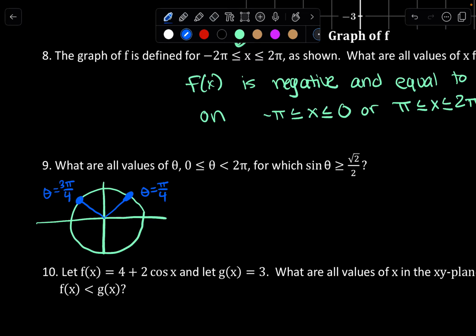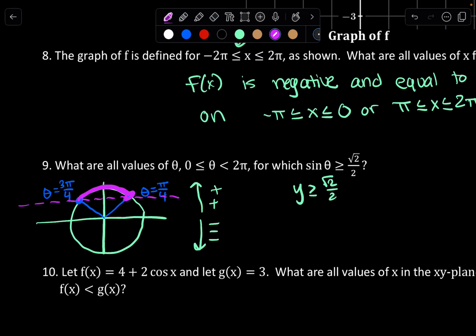So this is basically asking when will y be greater than or equal to root 2 over 2? Well, if we think about y, it is going to be the vertical relationship here. It's going to be positive as we go up and then negative as we go down. And in particular, we are looking at what values will be greater than square root of 2 over 2. And that's going to be this part of the unit circle here.